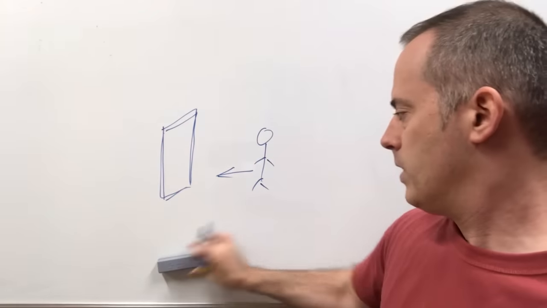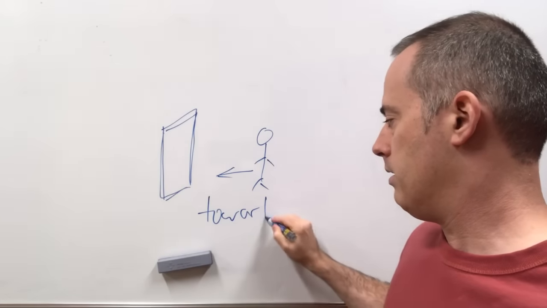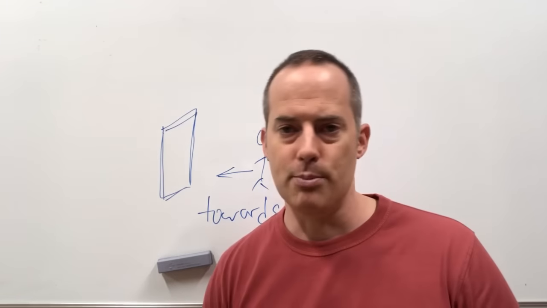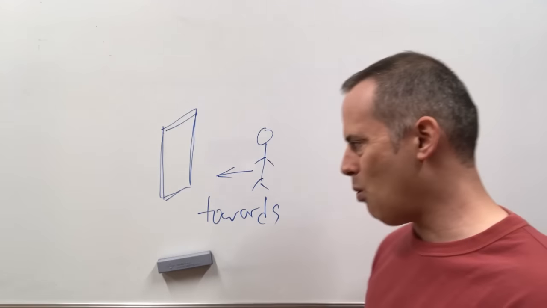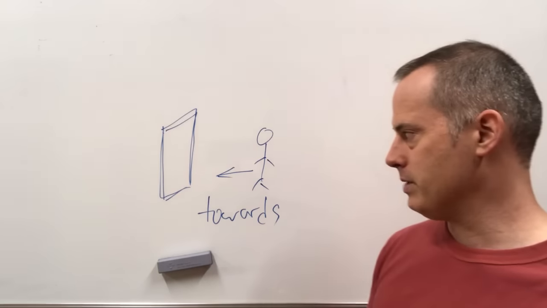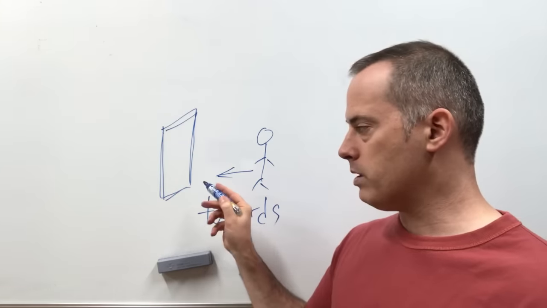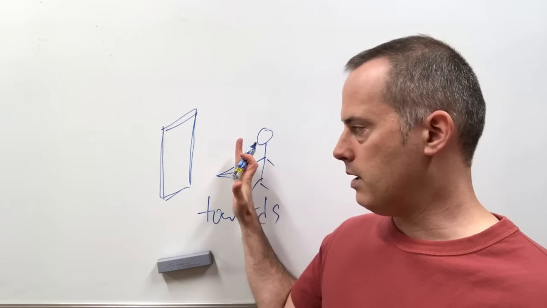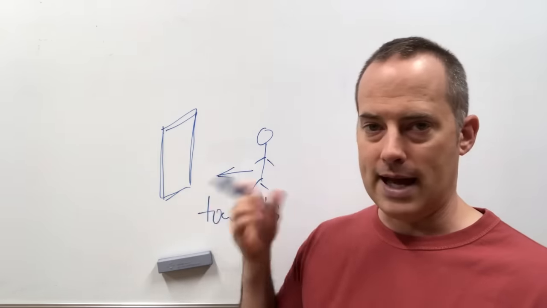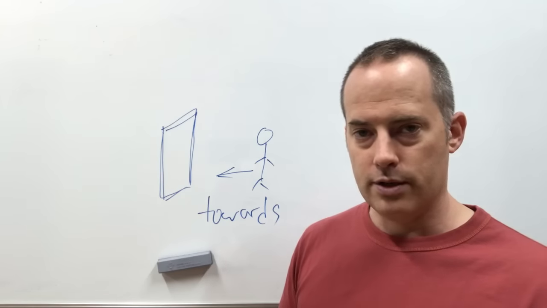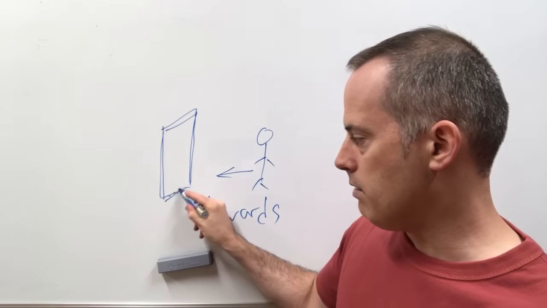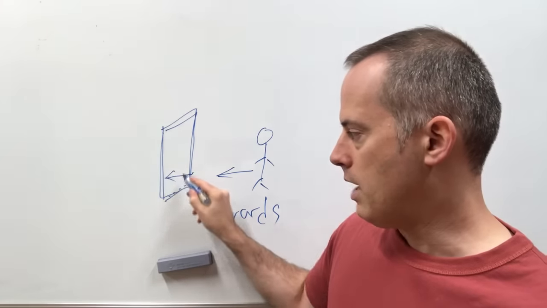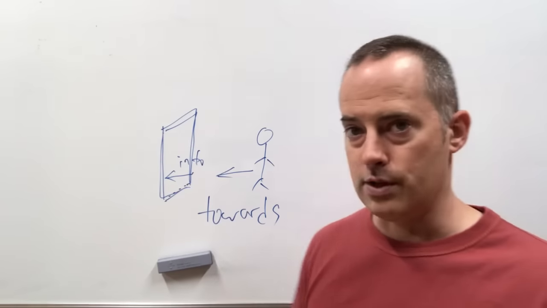T-O-W-A-R-D. Towards, so you will hear people say toward the door and also towards the door. You will hear both of those. So I could be moving toward the door, and continue moving closer and closer, but not actually go into the door. Once I cross this area, then I've gone into the door, okay?